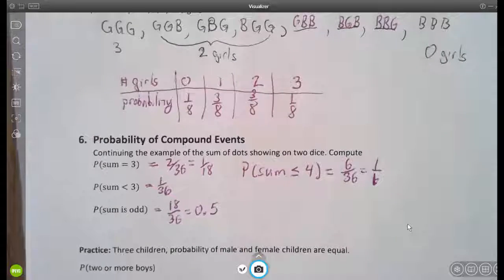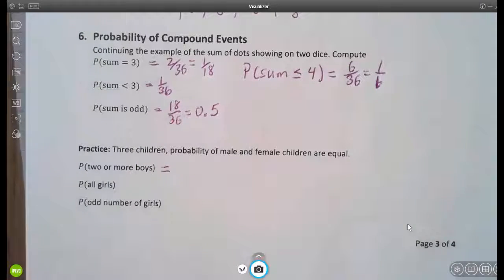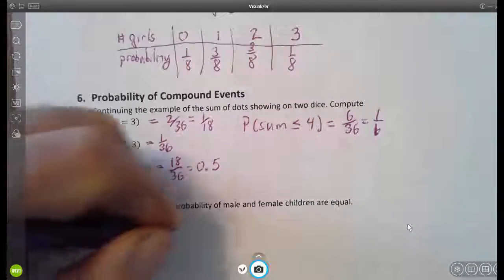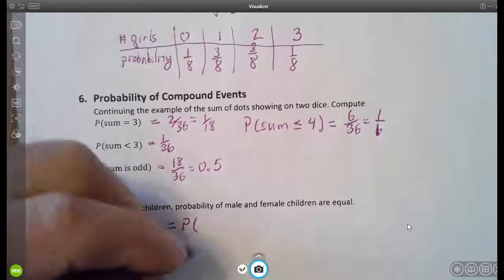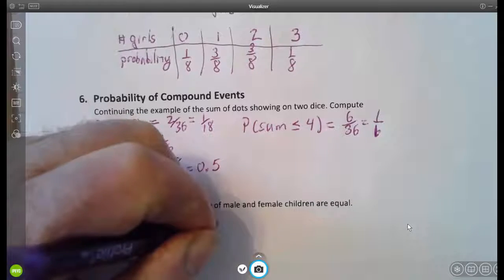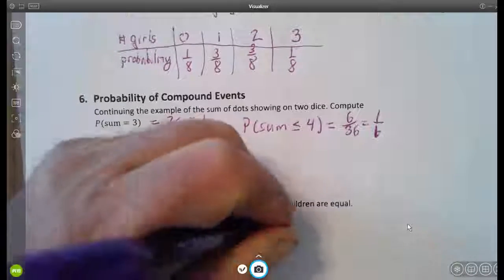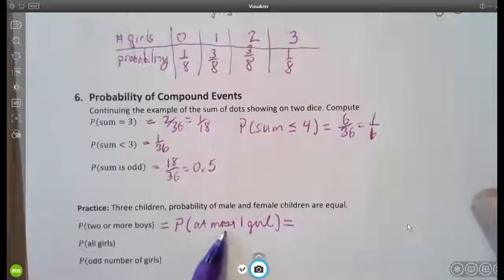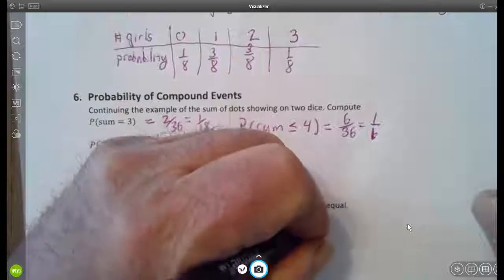How about the case with the number of girls in the family of 3 children? The probability of 2 or more boys would be the same as the probability of 0 or 1 girls. So at most 1 girl. And we want to recast it that way because our distribution is in terms of the number of girls. At most 1 girl, here and here. 1/8 plus 3/8, 4/8 is 0.5 or 1/2.